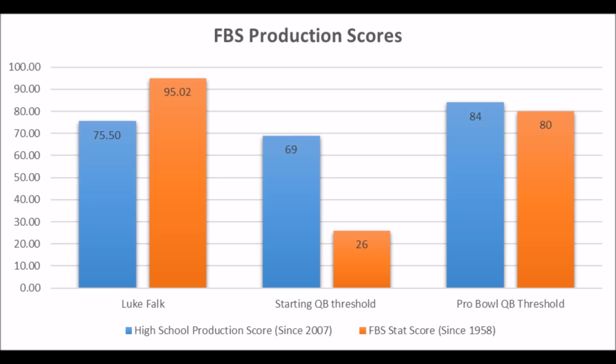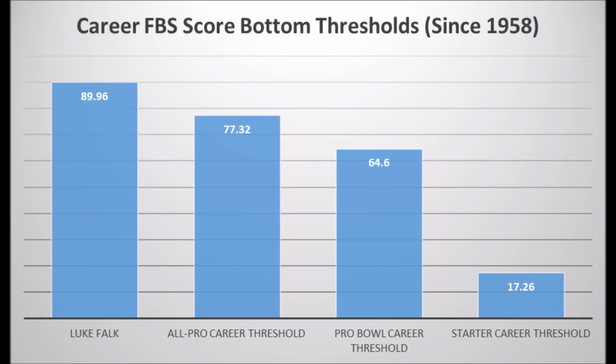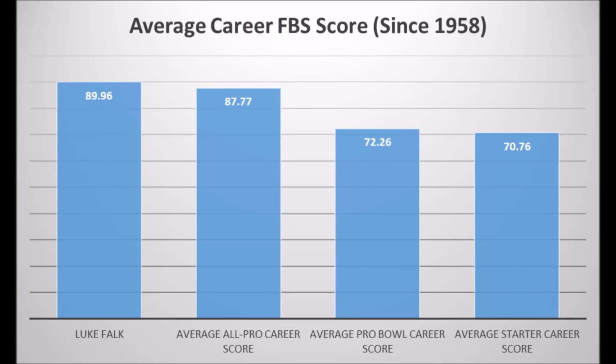And when you look at his career production scores, Luke Falk had an 89.96 career FBS production score, which pretty much hits all the bottom-end thresholds in terms of all-pro potential, Pro Bowl potential, and starter potential. And when you look at the averages at the position, he's pretty much above the all-pro average, the Pro Bowl average, and the starter average.